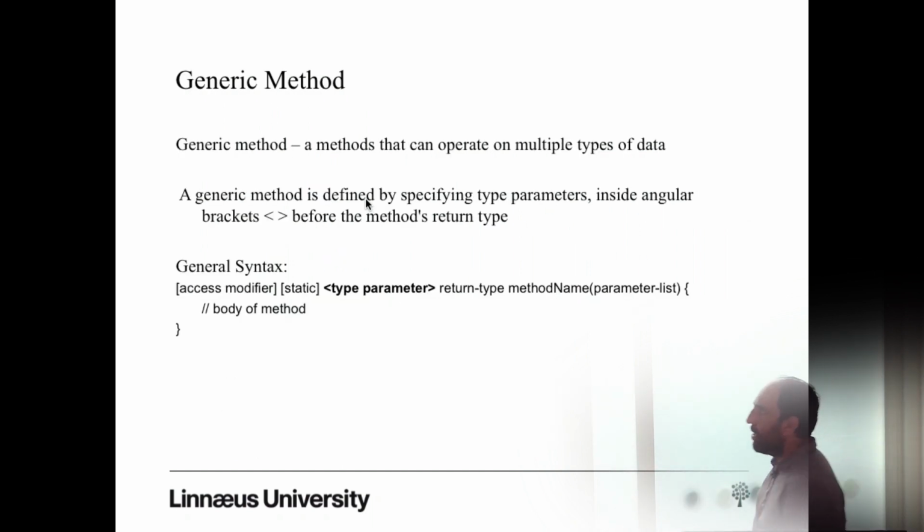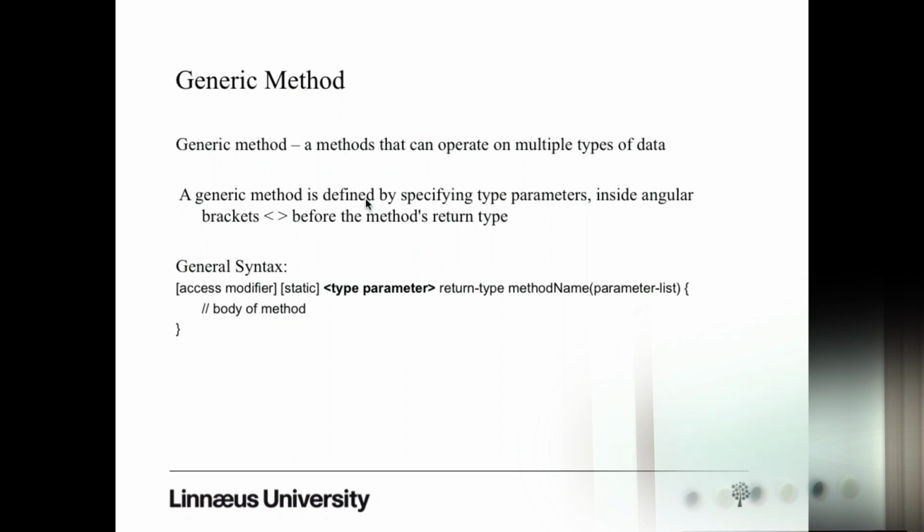The next thing: we have already seen the generic class and generic type, and the next is the generic method. Instead of making the whole type generic, you can have a simple class, and in that simple class you can define just one method as a generic method.